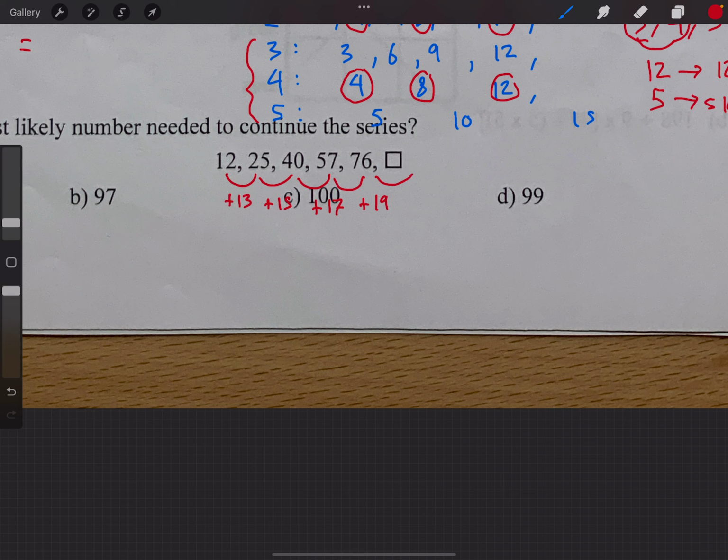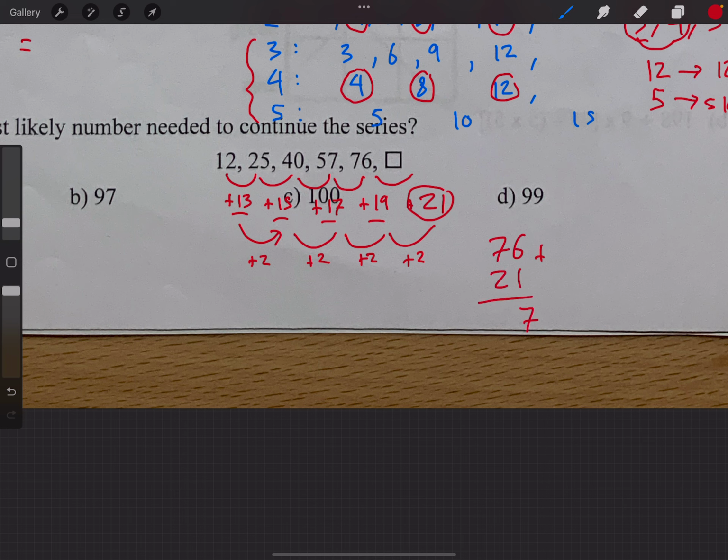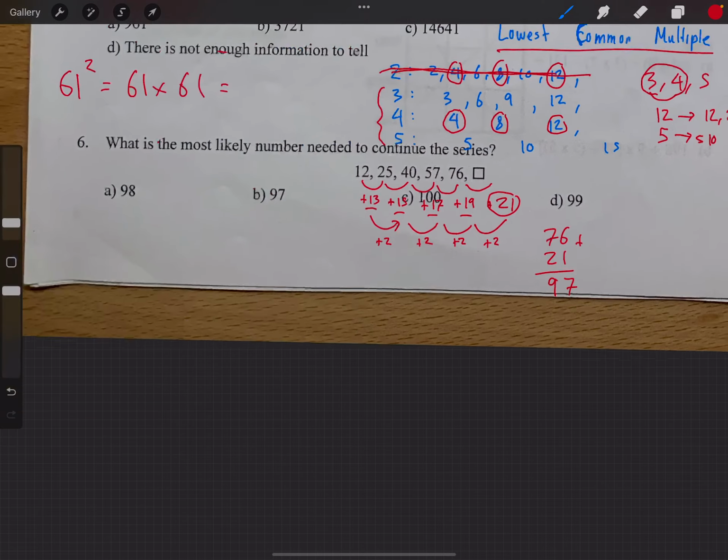And you can see the pattern, right? 13, 15, 17, 19. The next one is going to be 21. Each one is just 2 more than the other. From 13 to 15, add 2. From 15 to 17, add 2. So the next number we should add is 21, because 21 is 2 more than 19. So we do 76 plus 21, and you're going to get 97, which is B.